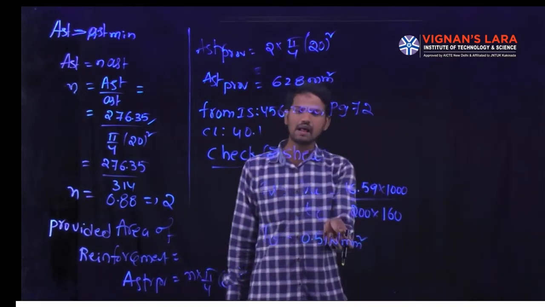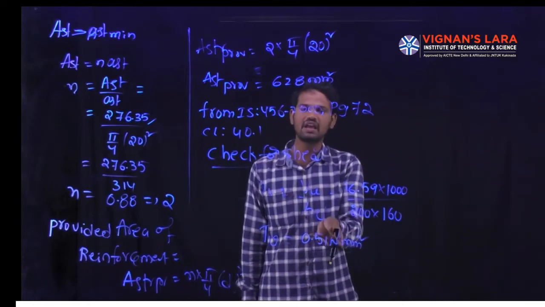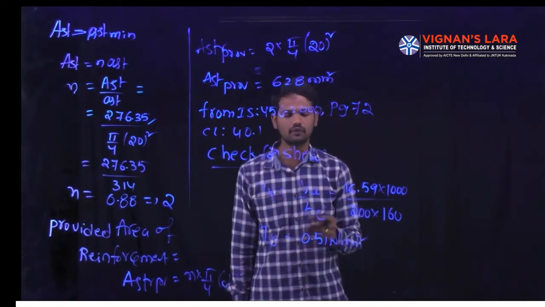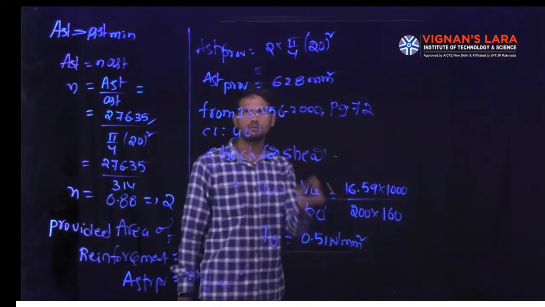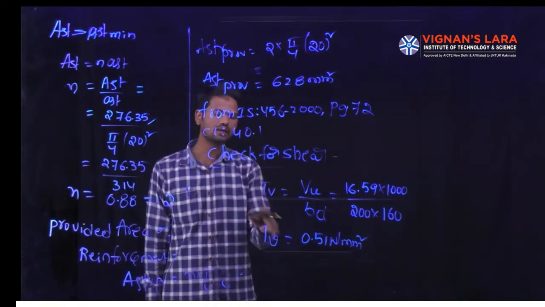That means by application of the load acting on the beam, the shear stress is 0.51 Newton per mm square. Up to now, this is the calculation for the check for shear.